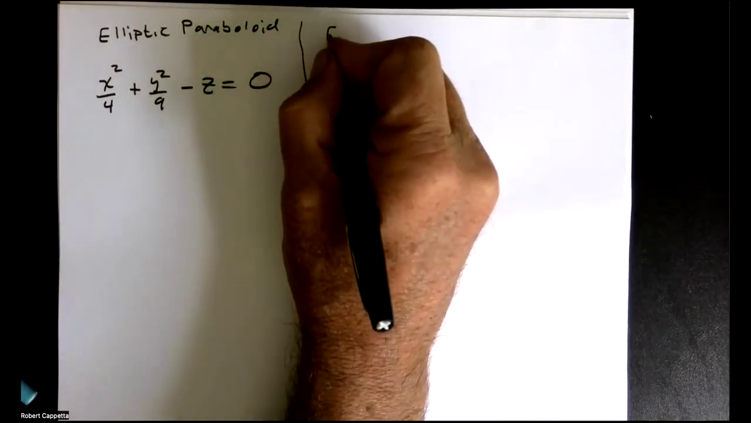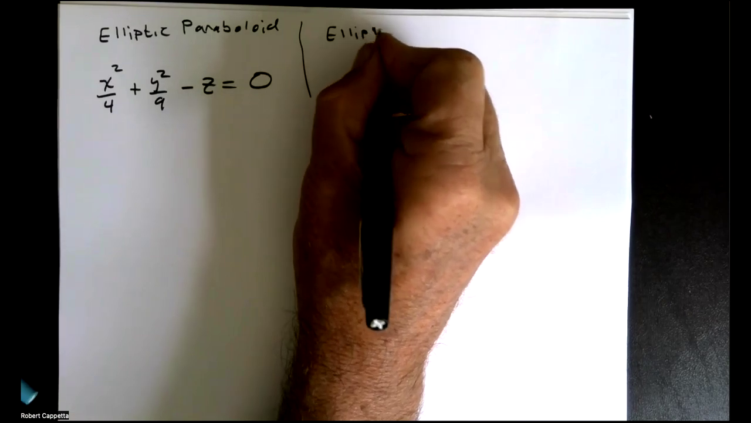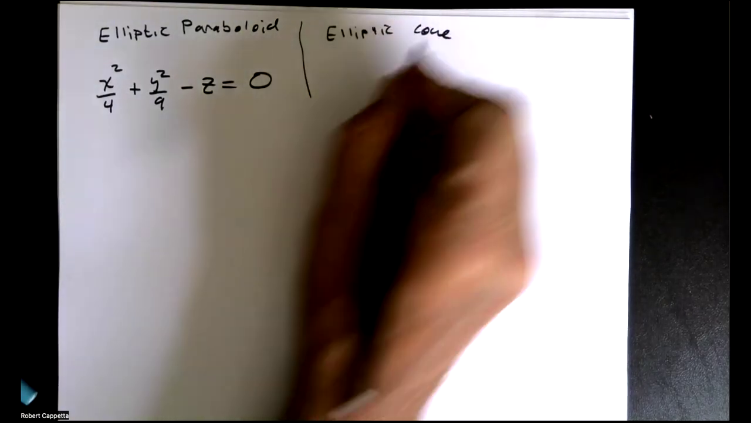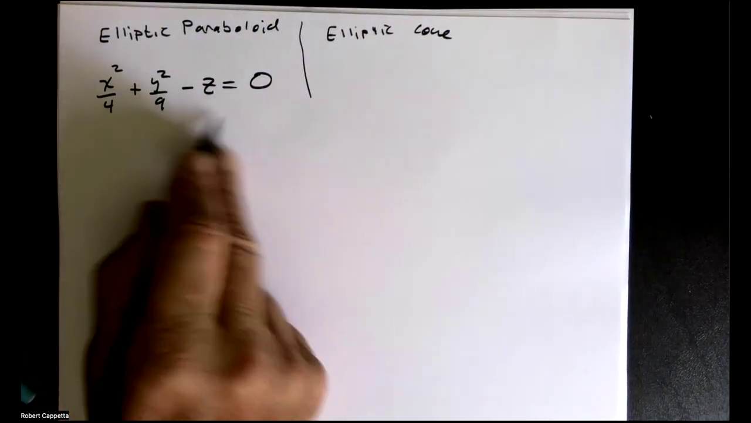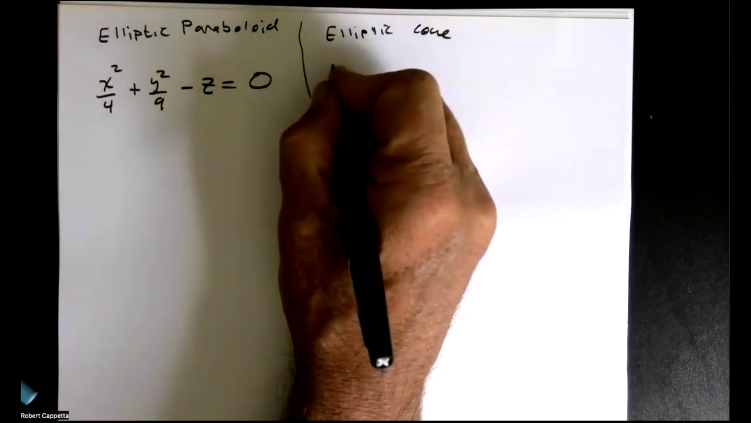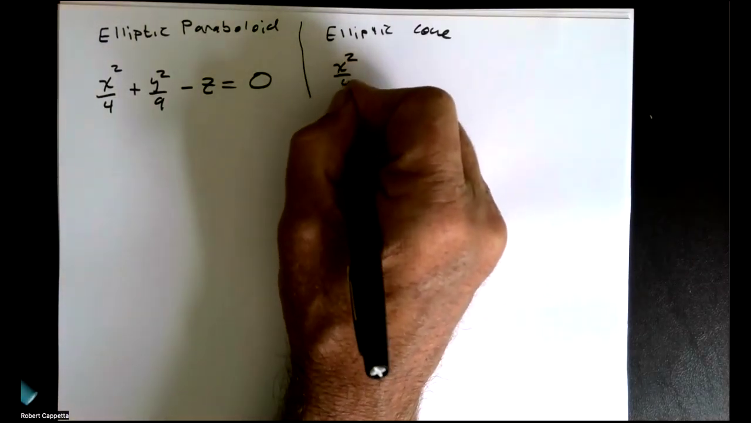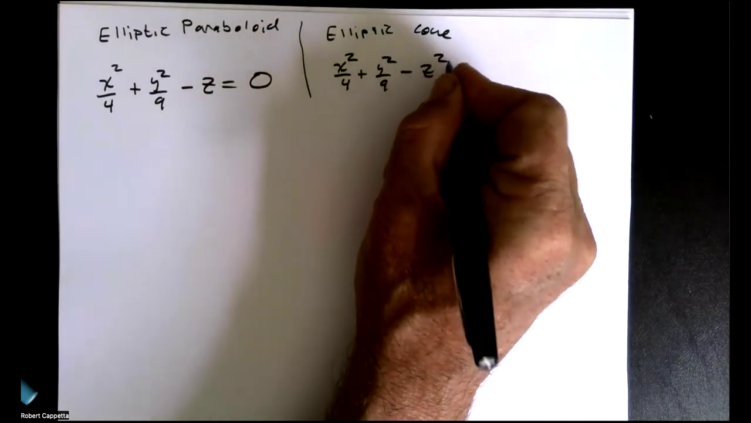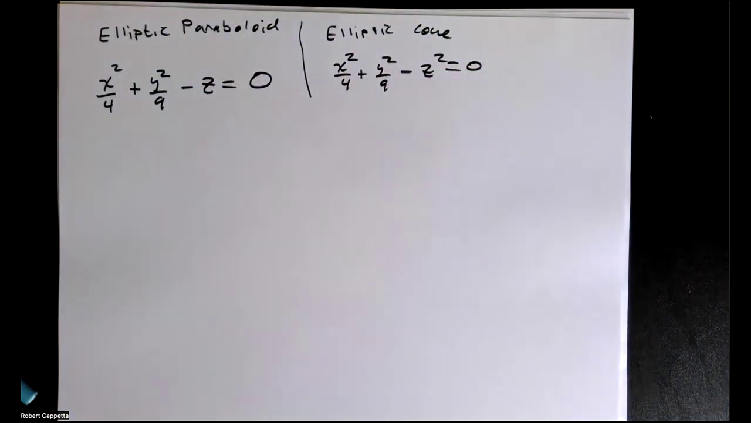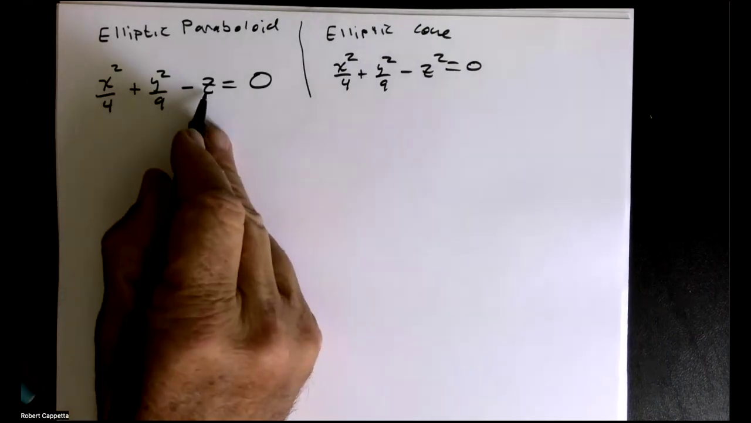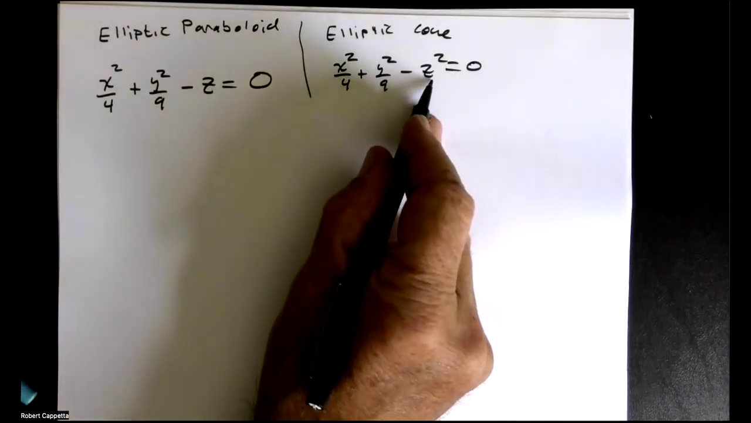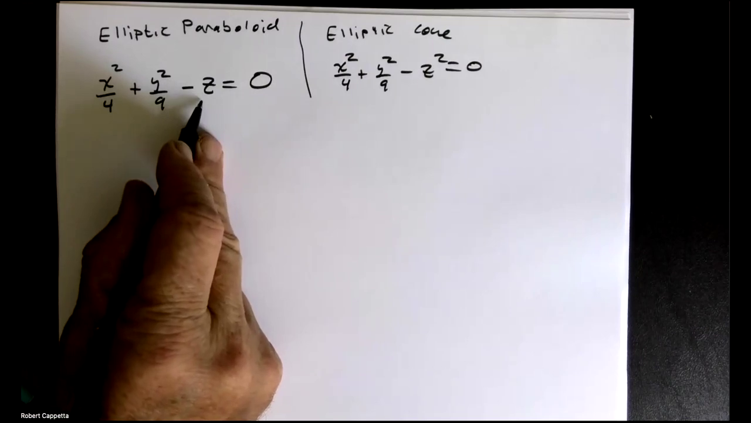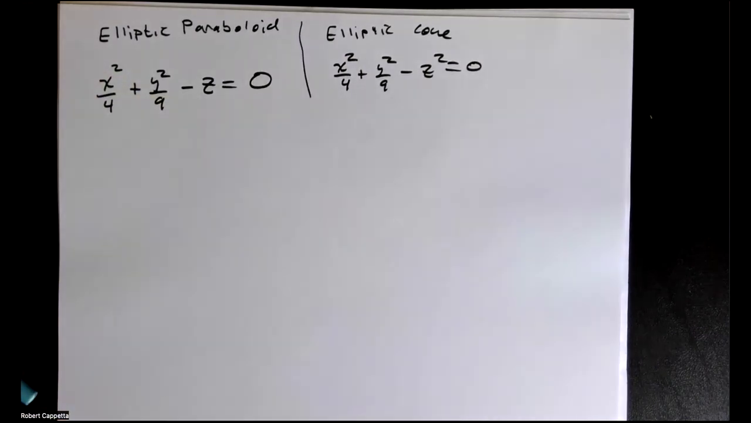The thing to remember was that in the elliptic cone, all of them were squared. So the elliptic cone was x squared over 4 plus y squared over 9 minus z squared equals 0. Notice the difference between the elliptic paraboloid and the elliptic cone. The z here is to the first power versus the z is to the second power. Still 2 positive and 1 negative, but that's our fundamental difference here.